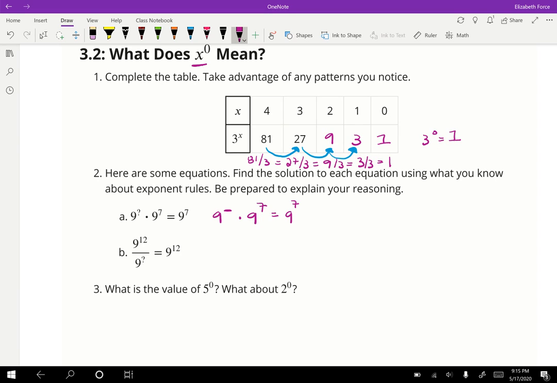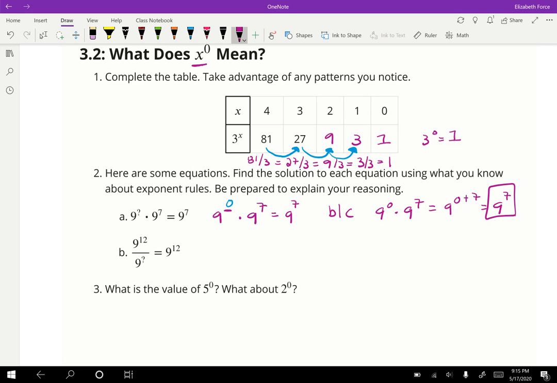The only way I can do this with exponent rules is to make sure that this exponent is a 0. Because 9 to the 0 times 9 to the 7th is the same as adding 0 plus 7, which is 9 to the 7th power.